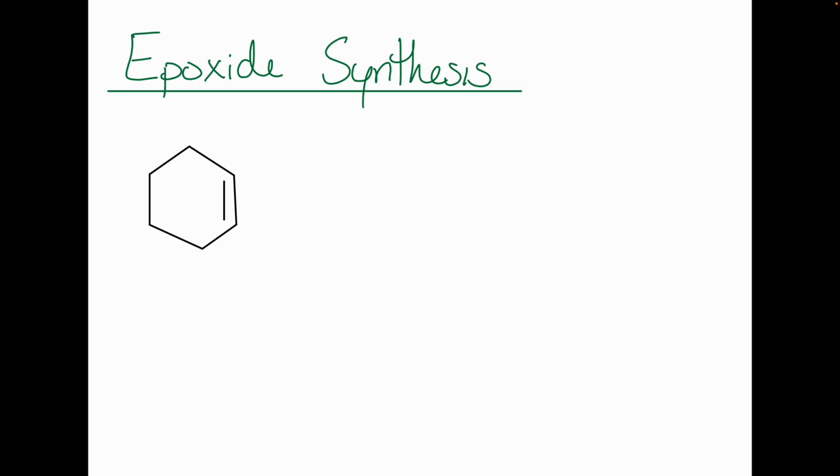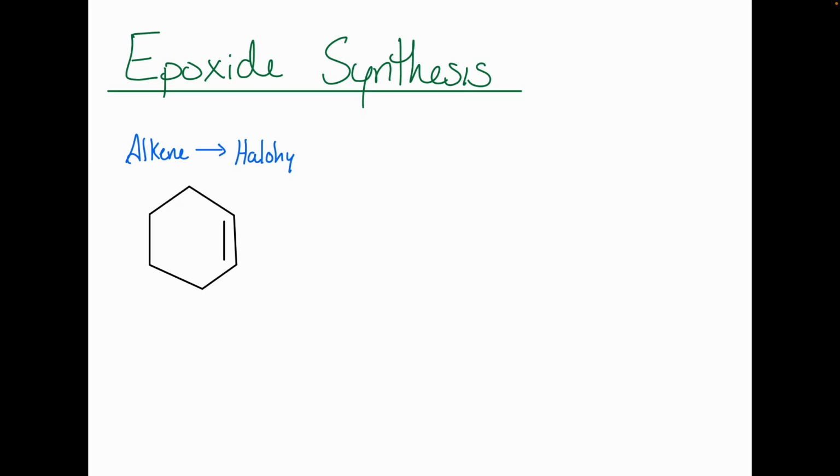Okay, and the first way that we're going to make an epoxide is to take our alkene, to turn it into what's called a halohydrin, and then we're going to promote this intramolecular reaction to create our epoxide. So this is going to be this three-step synthesis here.